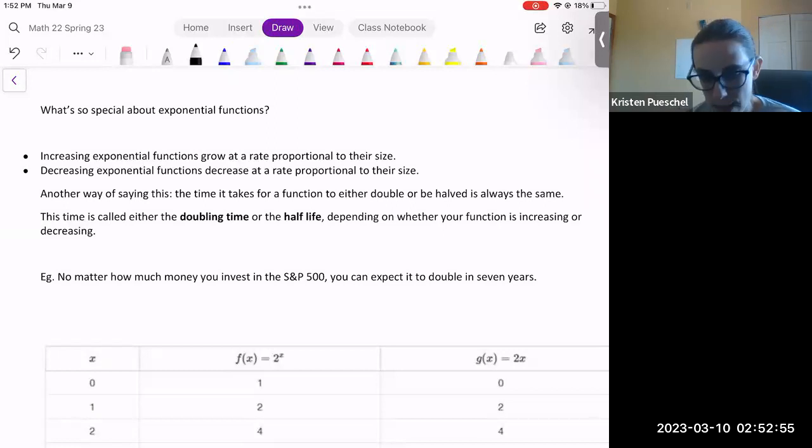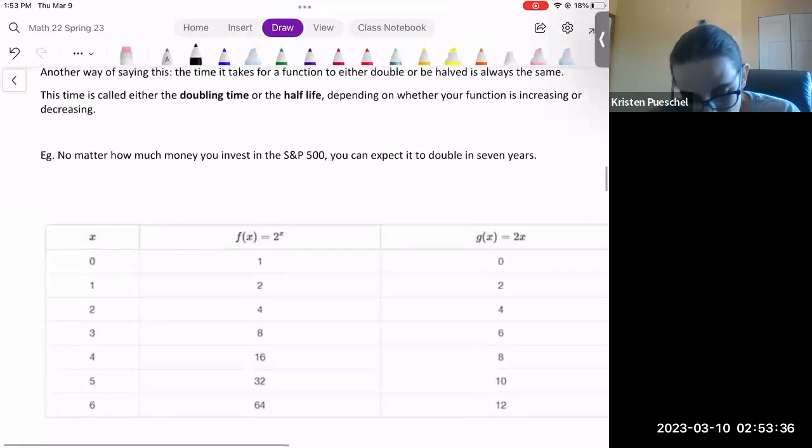Another way of saying this is that the time it takes for the function to either double or be halved will be the same no matter what time we start looking at it. In the case that our population is growing, this will be called the doubling time. And if our function is decreasing, this is going to be called the half-life. For example, if we are investing money in the stock market, we can expect that no matter how much we put in, the amount of money we have will double within 7 years.